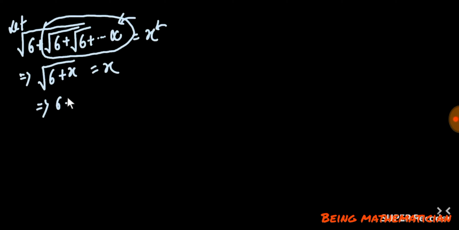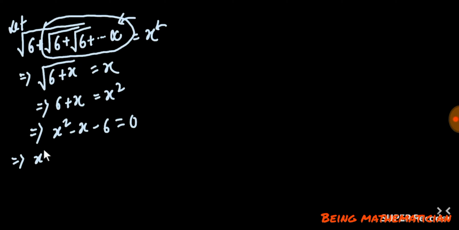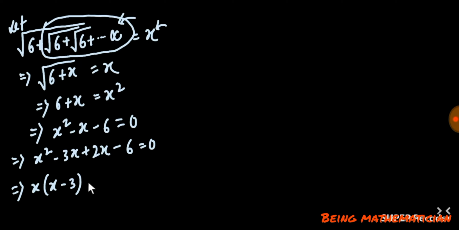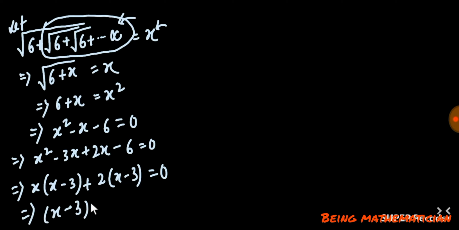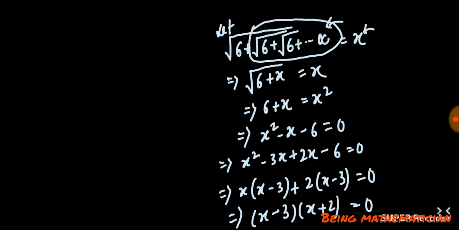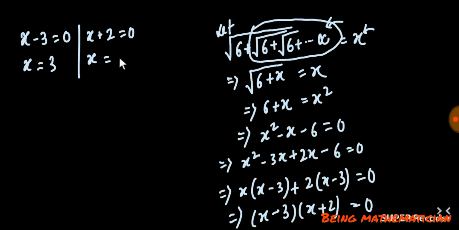Now we solve this. 6 plus x equal to x square. So x square minus x minus 6 equal to 0. Therefore, x square minus 3x plus 2x minus 6 equal to 0. So now x into x minus 3 plus 2 into x minus 3 equal to 0. x minus 3 into x plus 2 equal to 0. So either x minus 3 equal to 0, then x equal to 3, or x plus 2 equal to 0, then x equal to minus 2.